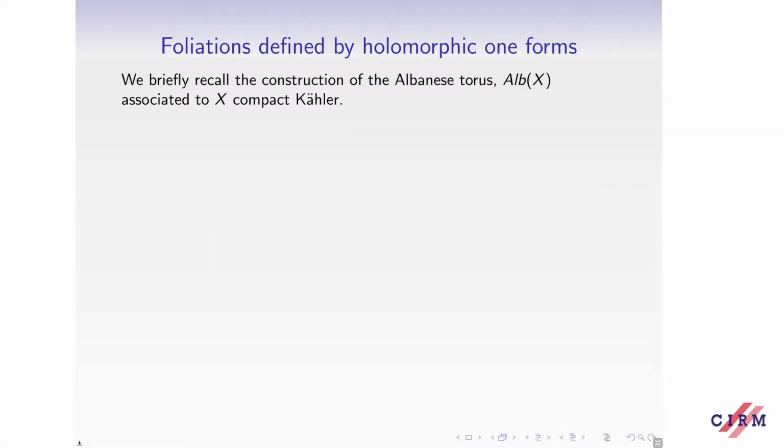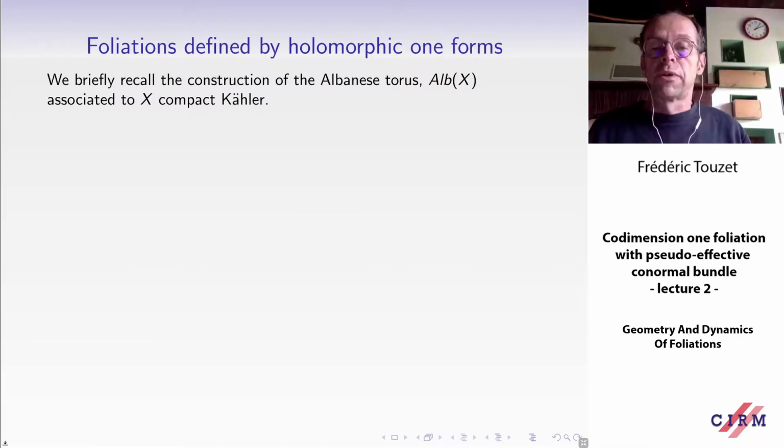And okay, so we are going to consider the simplest case, which is this case, the foliations defined by holomorphic one-forms. And for this, we will review very classical constructions in this setting, namely the construction of the Albanese torus attached to any compact Kähler manifold.